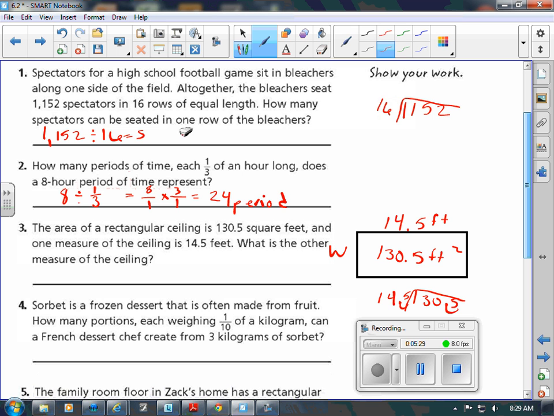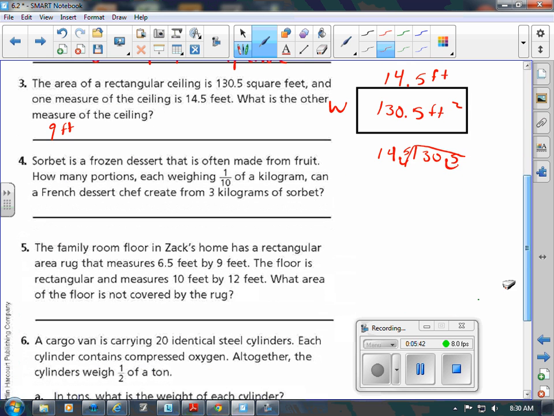Welcome back. You guys should have gotten 72 spectators. And down here, you should have gotten 9 feet when you finish dividing out, okay?